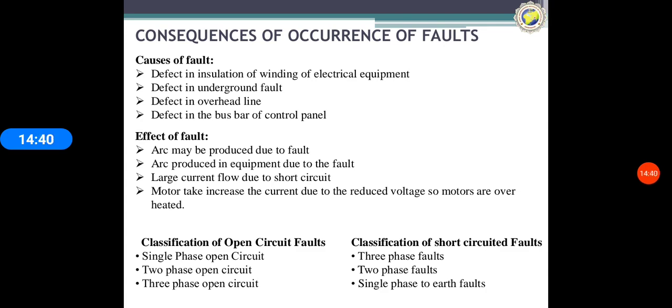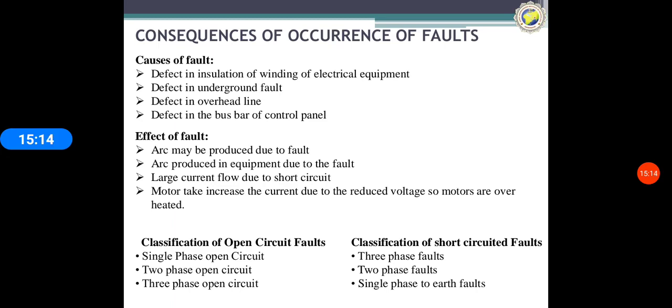The next one is the defect in underground cable. In the underground cable, the fault can occur due to a surge or voltage surge as discussed above. It means that if there is a defect in the underground cable, the cable fault will occur.